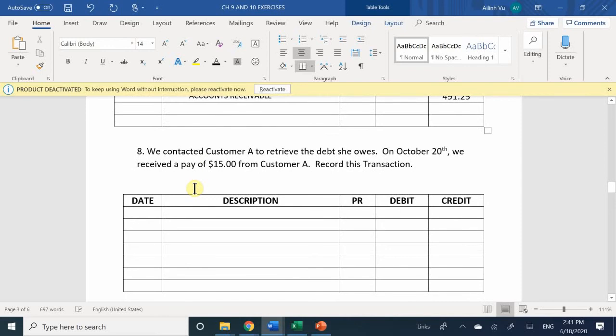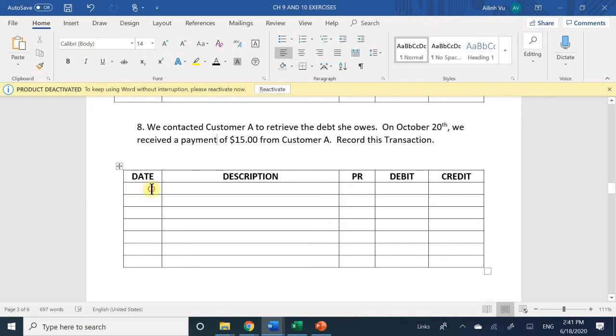Now we contacted customer A to receive the debt that she owes us. But on October 20th, we received a payment. I think I was supposed to write payment here. Sorry about that. We were supposed to receive a payment of $15 from customer A. Record the transaction. Checking, 15. Well, you have to pull it back out of allowance for doubtful accounts. Exactly.